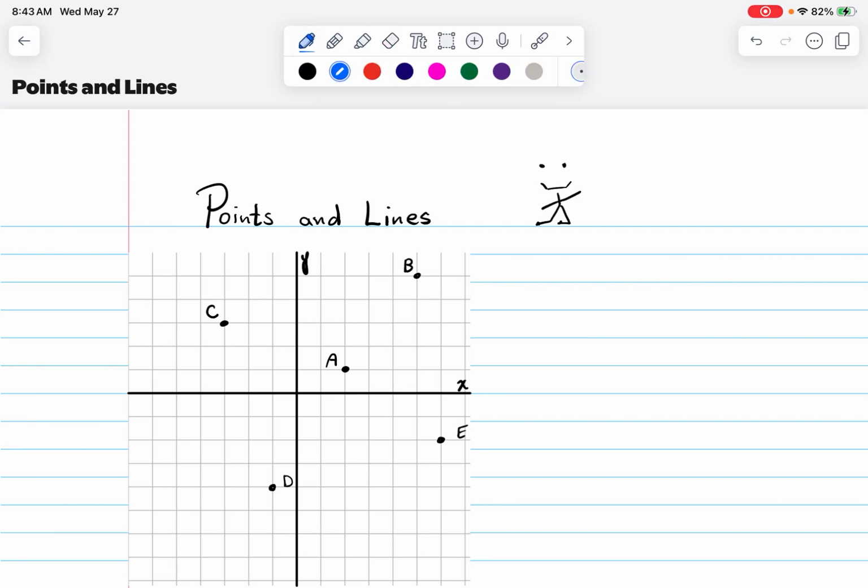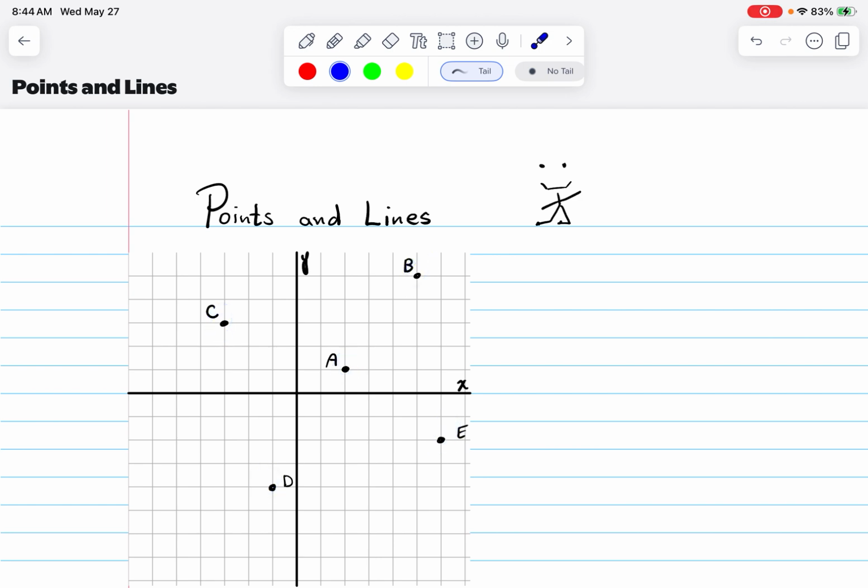Now, to start our geometry journey, we're going to start with the most basic concept, and that is the concept of a point. A point you can think of as just a location. We describe a location and then we name that location. So, for example, we have some points here on this grid: point A, B, a point C, a point D, a point E. So here's A, here's B, C, D, and E.